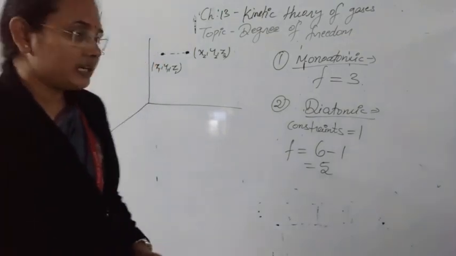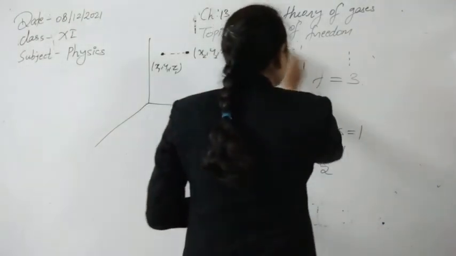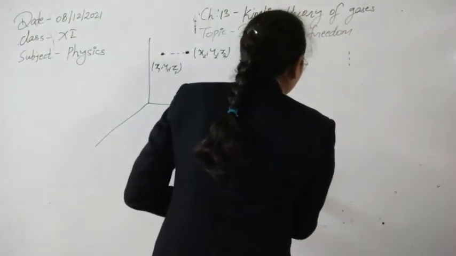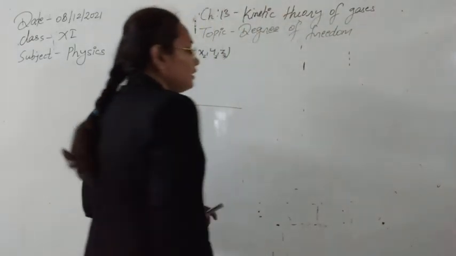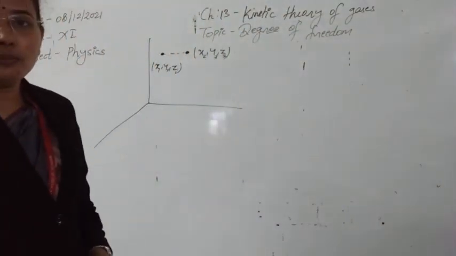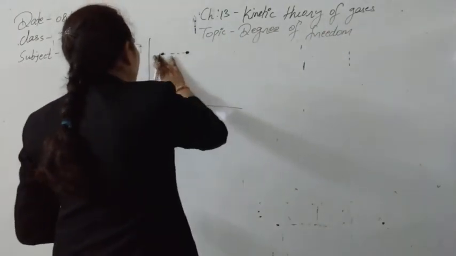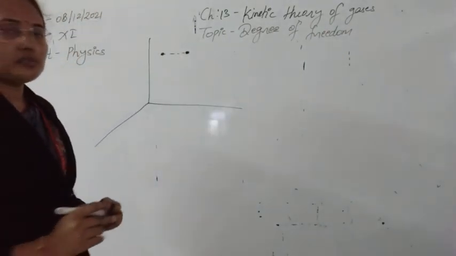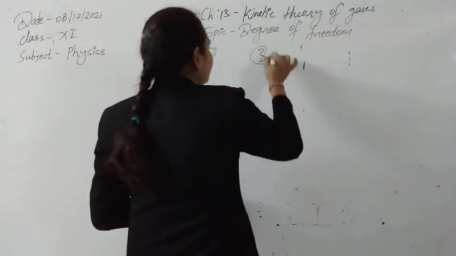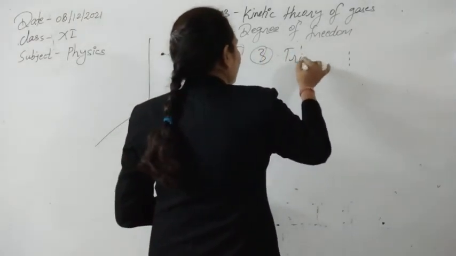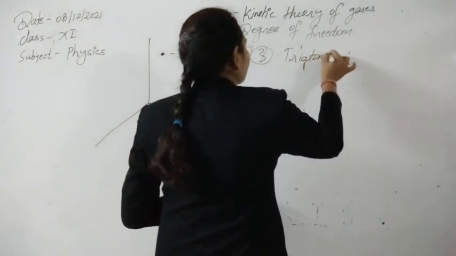Now let's see the triatomic gas. How many degrees of freedom are there, or how many coordinates are needed independently to specify the position, not dependently? Suppose we have 3 atoms in the system. So the third one is for triatomic gas.